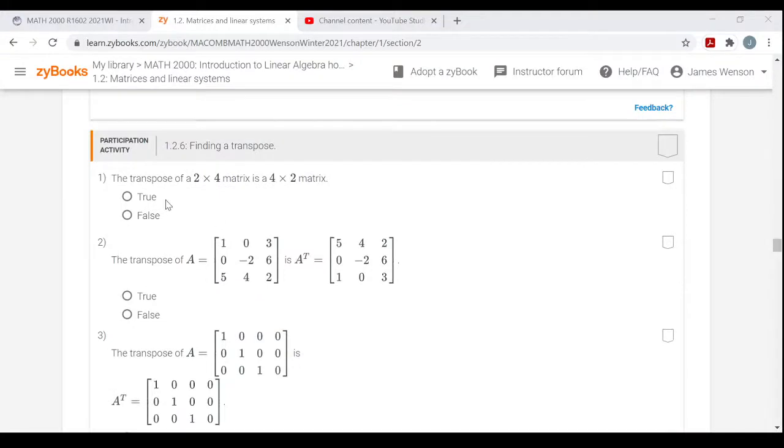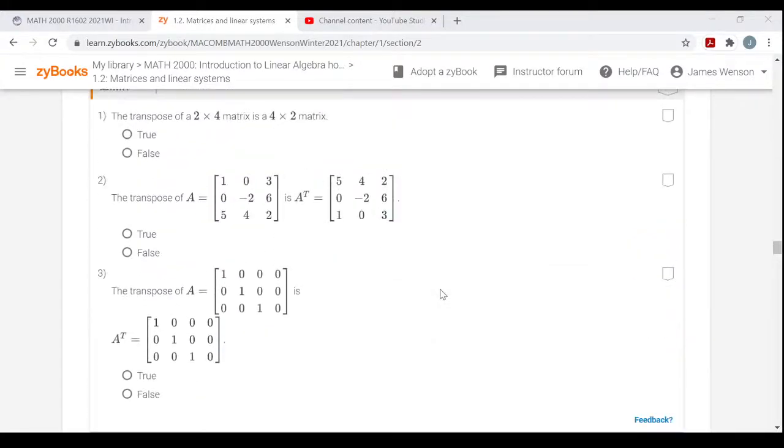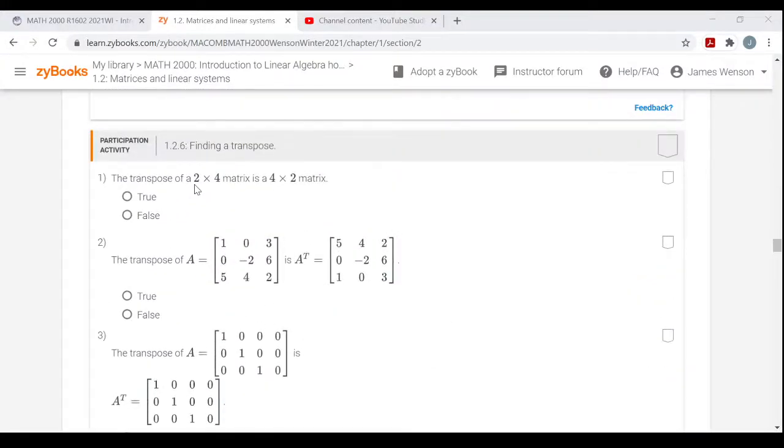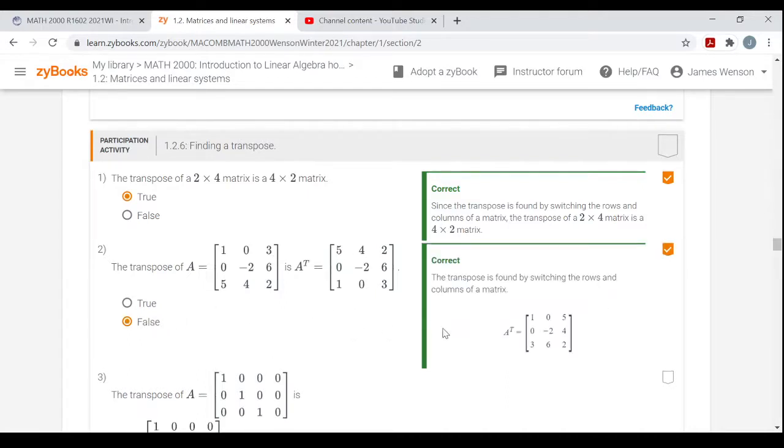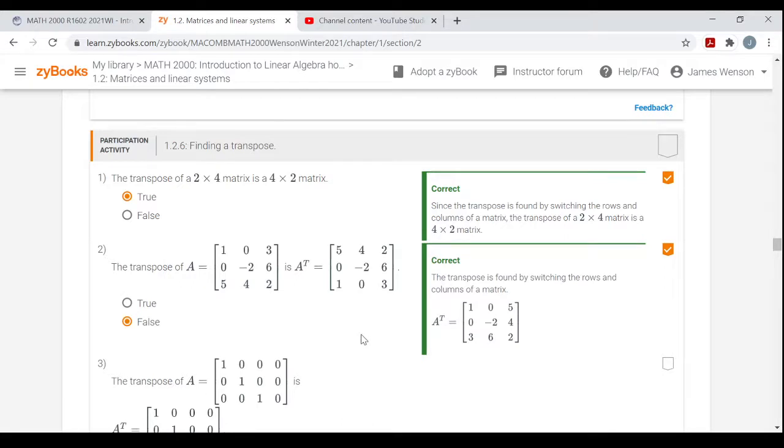All right, some more problems here. Now, I'm just going to do the first one here. The transpose of a 2 by 4 matrix is a 4 by 2. Right. Okay. This one too. 1 0 is this A transpose? If this is A, would this be A transpose? No, right? 1 0 3 should be the first column of A transpose. The first row of A should be the first column of A transpose. That's not happening. And I'll show you what it should be.